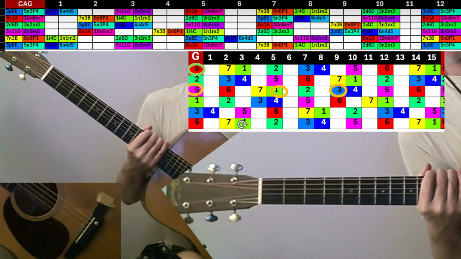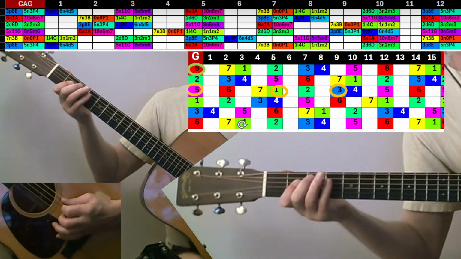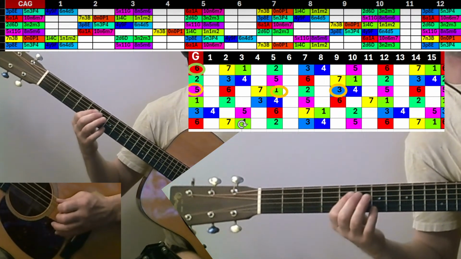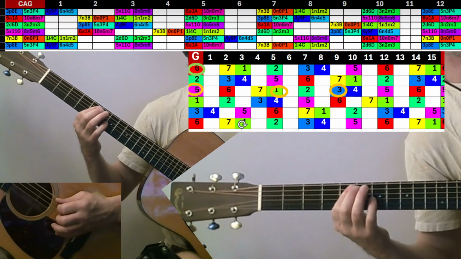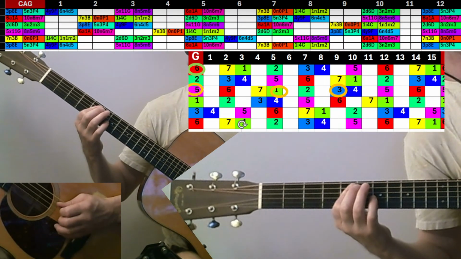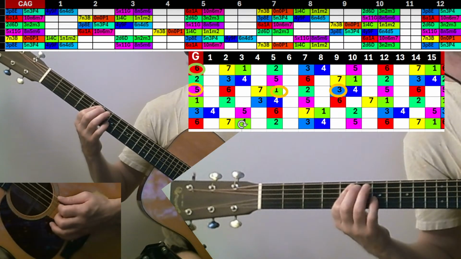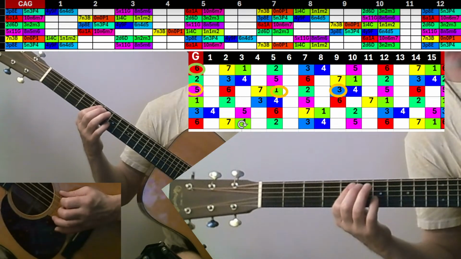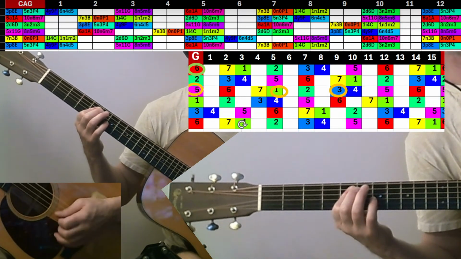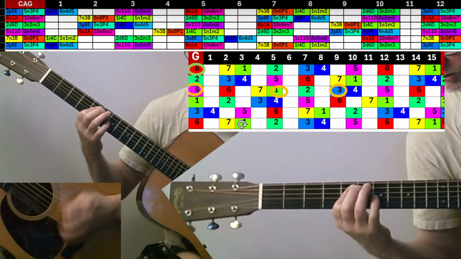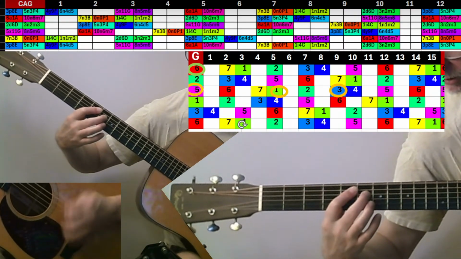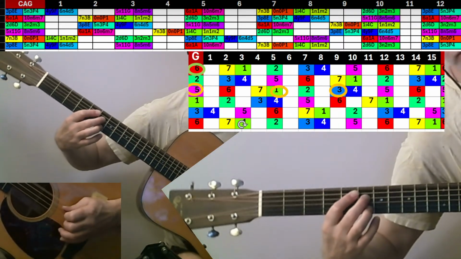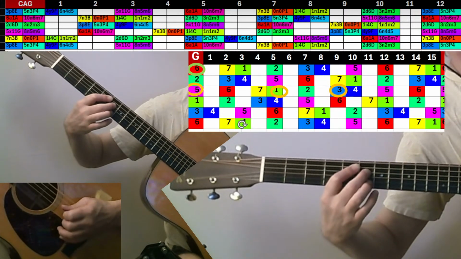All right, same thing. So once again, if I'm out here, the third is up here. So I'm going to try to just mute that string in the middle, or I can play it, because if I play that one in the middle, that's the 7. That's the 7th. That's the minor 7. So that's good to know. I don't know why I didn't see that before.